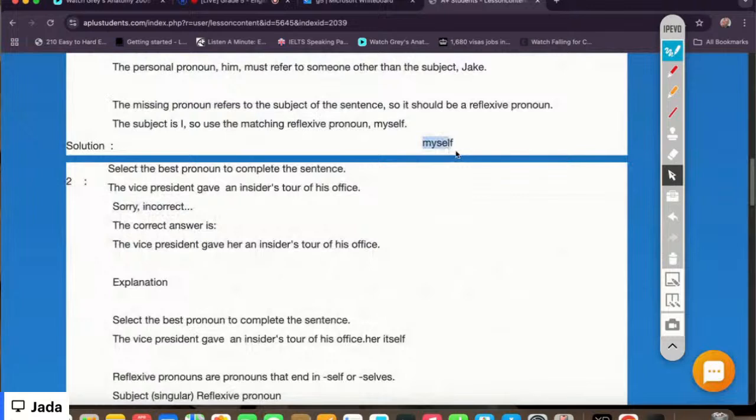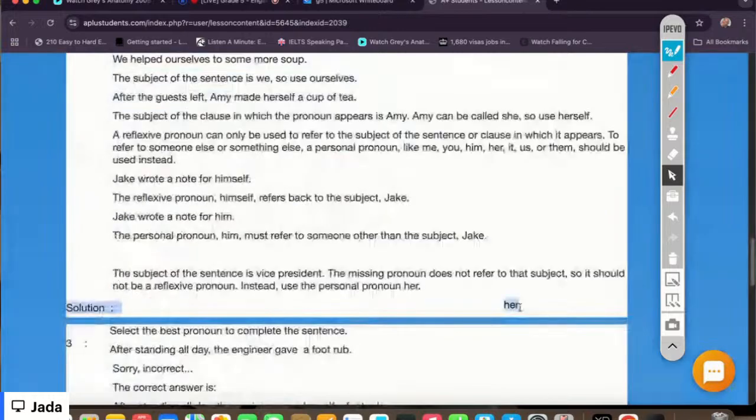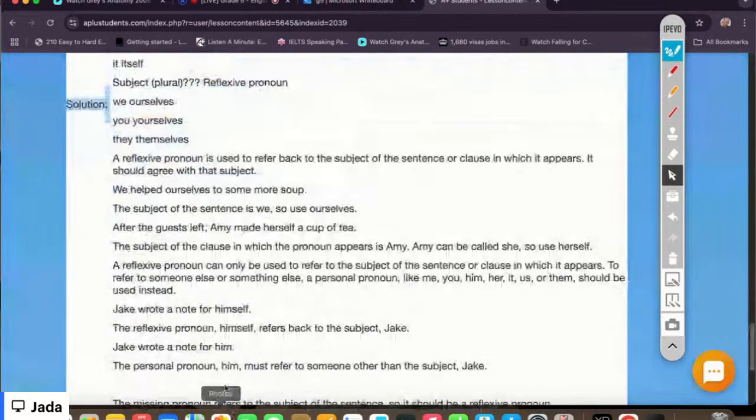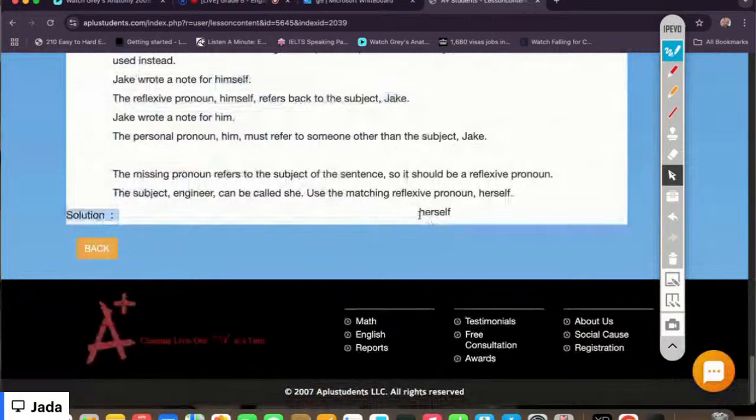Okay. So the next one: the vice president gave dash an insider tour of his office. Gave what? Gave her. The vice president wasn't referring to himself, it was referring to someone else, so you can say her. After standing all day, the engineer gave dash a foot rub. Gave what? Herself. Okay. So she.